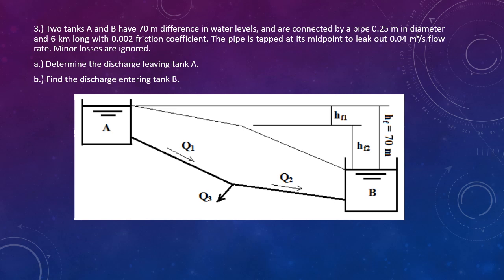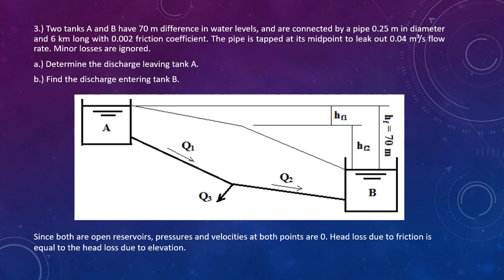Two tanks A and B have a 70-meter difference in water levels and are connected by a pipe 0.25 meter in diameter and 6 kilometers long with 0.002 friction coefficient. The pipe is tapped at its midpoint to leak out 0.04 cubic meter per second flow rate. Minor losses are ignored. A. Determine the discharge leaving tank A. B. Find the discharge entering tank B.